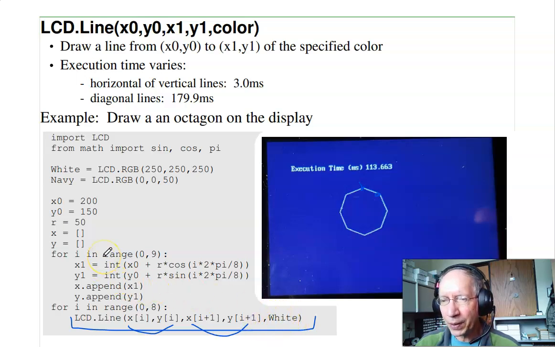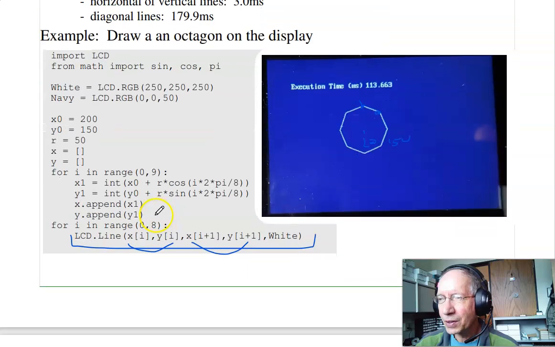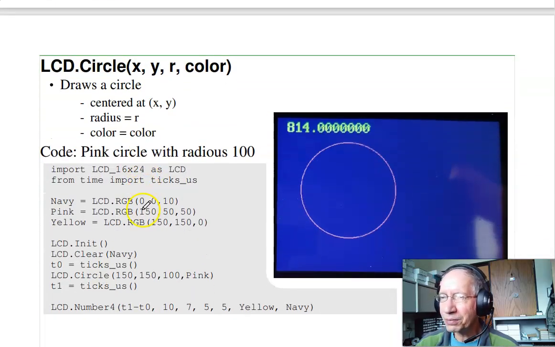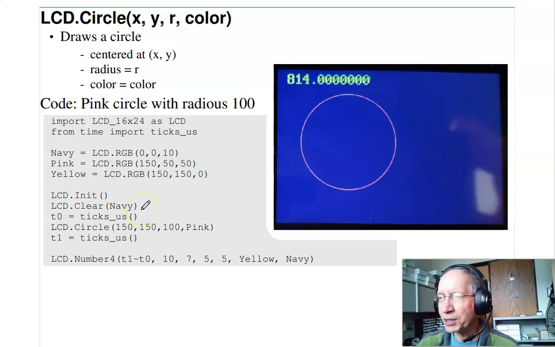Here I defined an array that defines an octagon for 0 through 8. Go at the center, which is 200, 150, right here. Go around a circle with 8 points, and then connect the points. That gives you an octagon. And this actually takes a while to draw because the lines aren't horizontal or vertical. That actually took 113 milliseconds to draw that shape. So lines that aren't horizontal or vertical are definitely much slower.